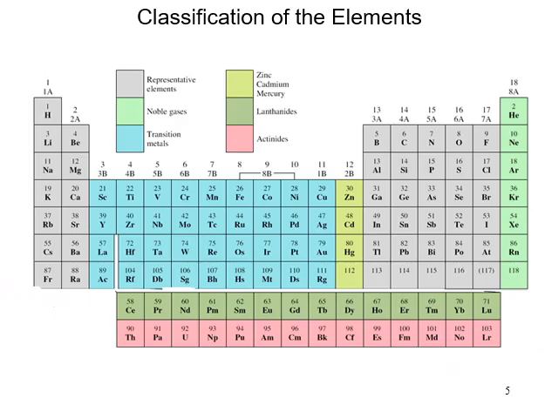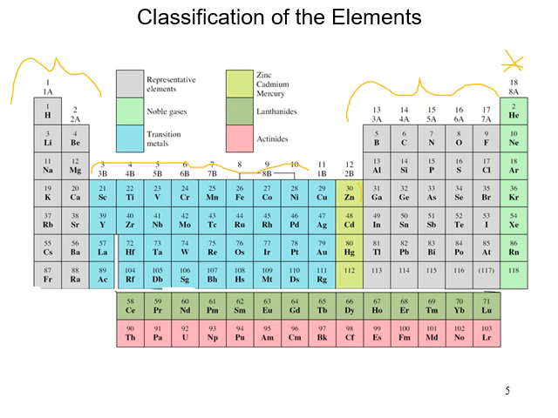So further on classifying, the elements are classified according to representative elements, which are in this gray area, the s's and the p's. Then we have the noble gases. The noble gases are helium down through radon. The transition elements are in this middle section.